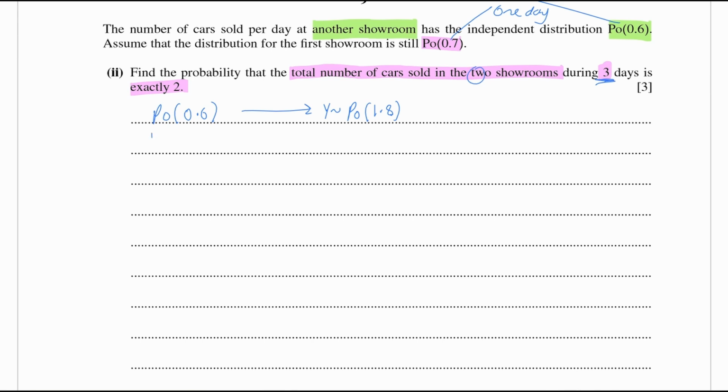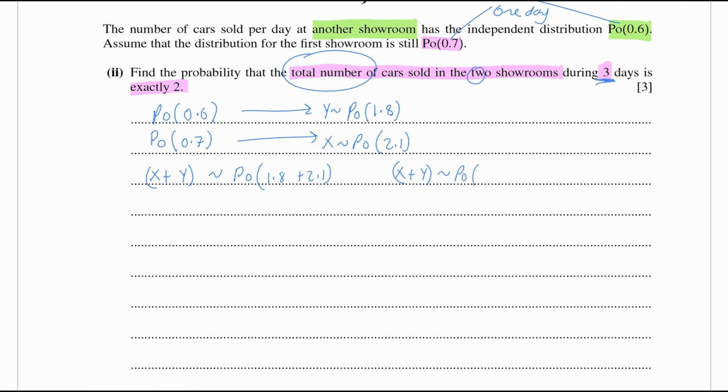And the other one is Poisson, this was from the previous part of the question, Poisson 0.7, and we'll call this X, that will become, in 3 days, 2.1. Now what we're doing is the total number of cars, so we're going X plus Y, and we can say this is also Poisson, we're just adding, so that works nicely. And over 3 days, we're just going to add 1.8 plus 2.1. So X plus Y is Poisson distribution with 3.9.